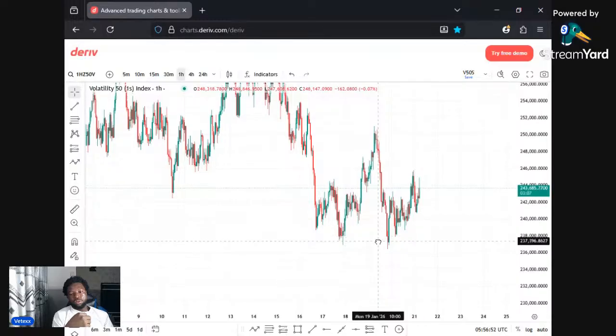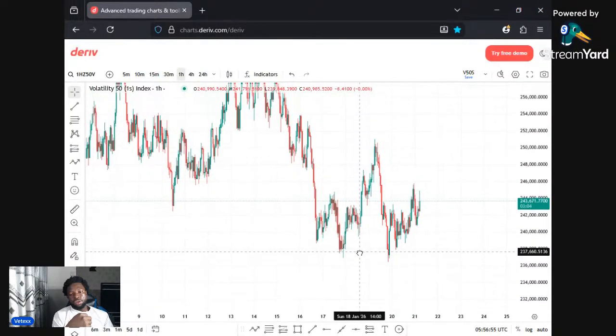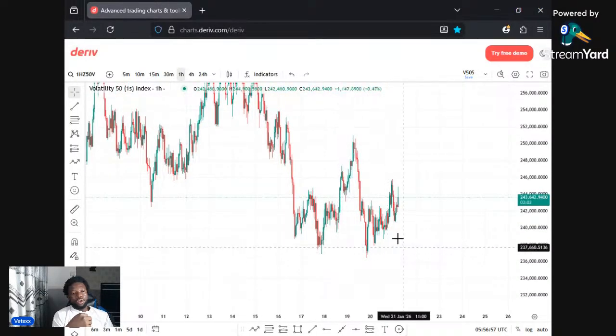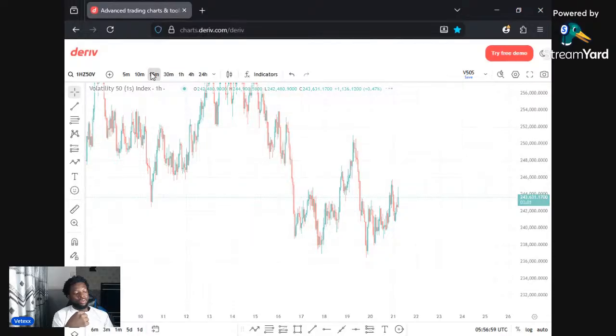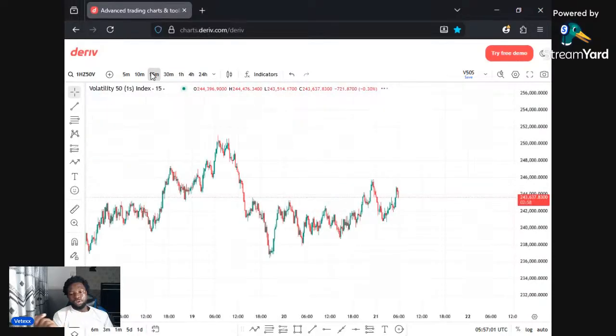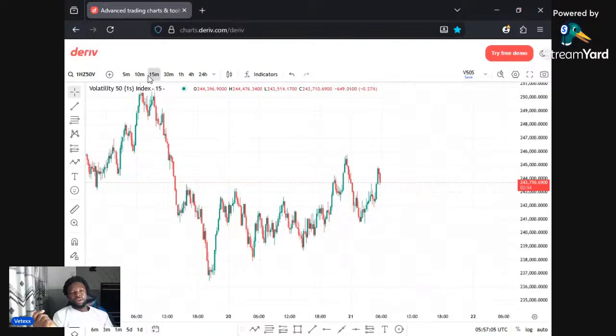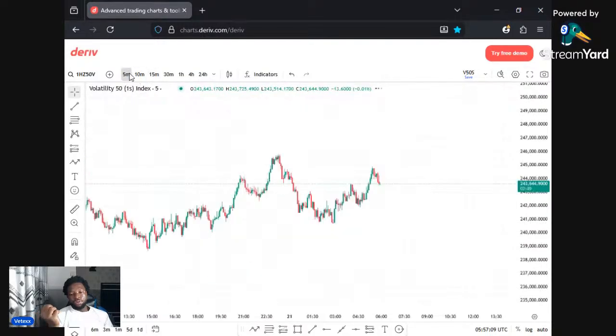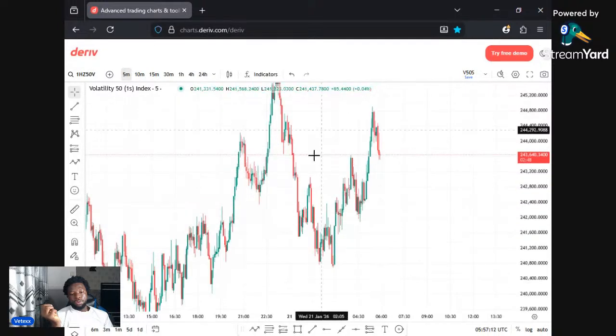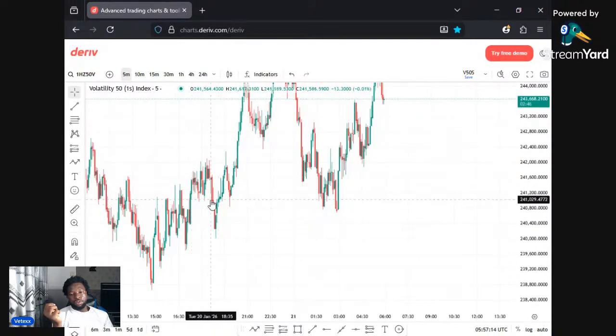Okay. This was supposed to be a good setup, but it was invalidated. And we can't really go to the 15 minutes time frame to start looking for continuation when we know that what we are looking for is no longer there anymore. And the next thing that's going to happen when you start forcing it is you begin taking losses upon losses. And that is not what we are here for.